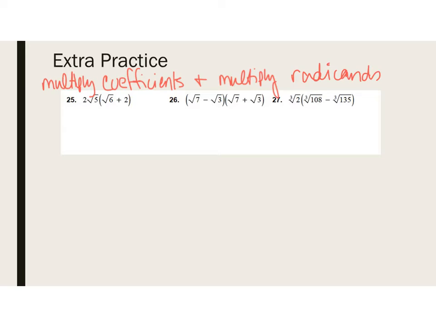All right, let's talk about multiplying radicals. So the first thing you're going to do is multiply the coefficients out front, and then you're going to multiply the radicands. Okay, so let's see what that looks like.